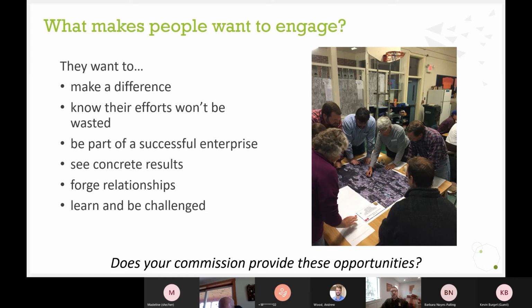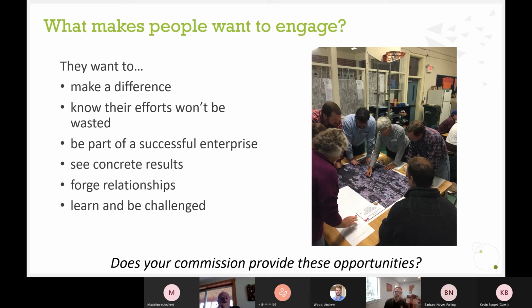As opposed to saying, we want you to be part of this thing, and it could be hundreds of hours or it could be 4. That makes people a little bit more hesitant to engage. People want to see those concrete results. They want to be a part of a successful enterprise. And so the extent to which the commission can guarantee success by chunking things up into small bits and holding each other accountable for achieving those goals, it makes for a more effective commission, and hence makes people more likely to engage.